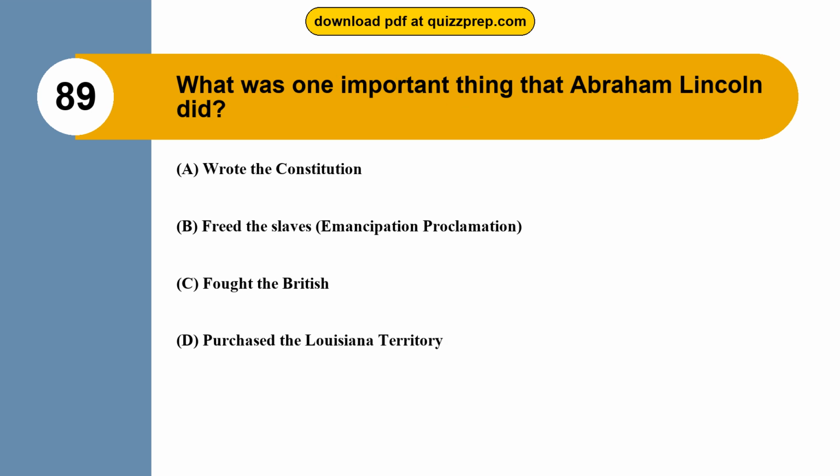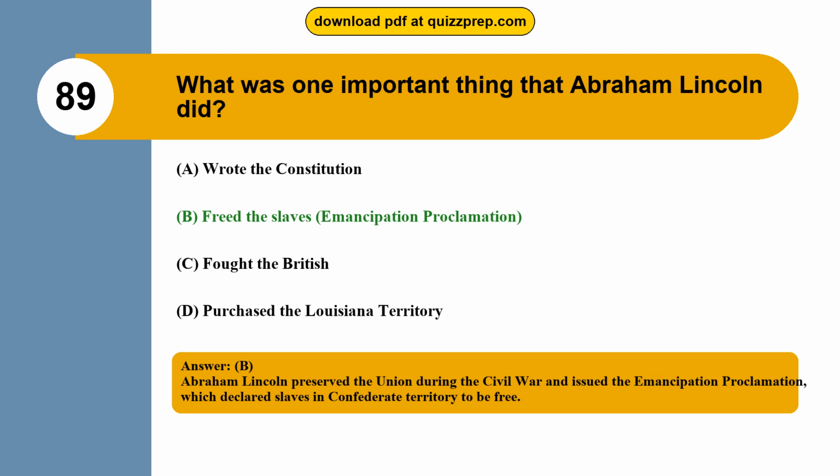Question 89. What was one important thing that Abraham Lincoln did? Option A, wrote the Constitution. Option B, freed the slaves, Emancipation Proclamation. Option C, fought the British. Option D, purchased the Louisiana Territory. The correct answer is option B, freed the slaves, Emancipation Proclamation. Abraham Lincoln preserved the Union during the Civil War and issued the Emancipation Proclamation, which declared slaves in Confederate territory to be free.